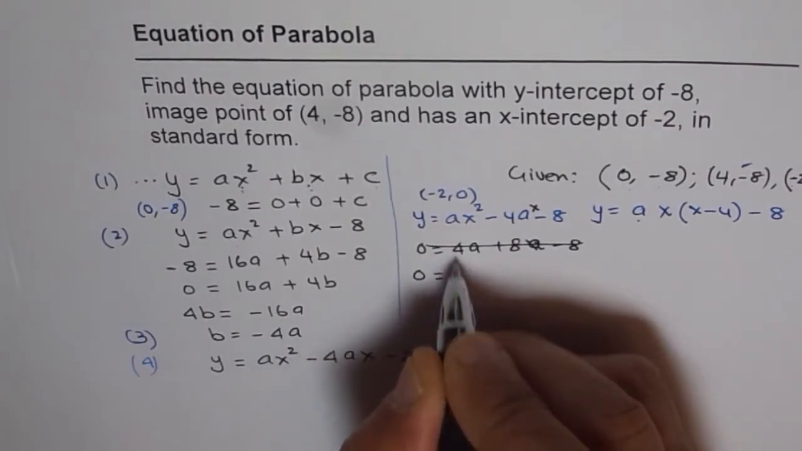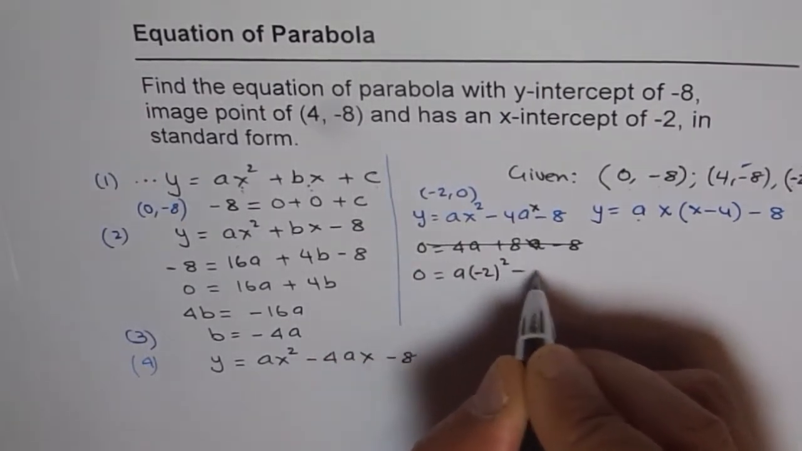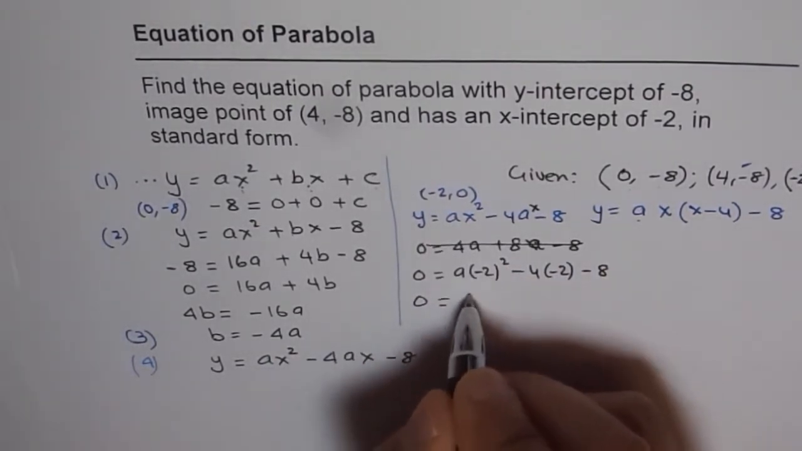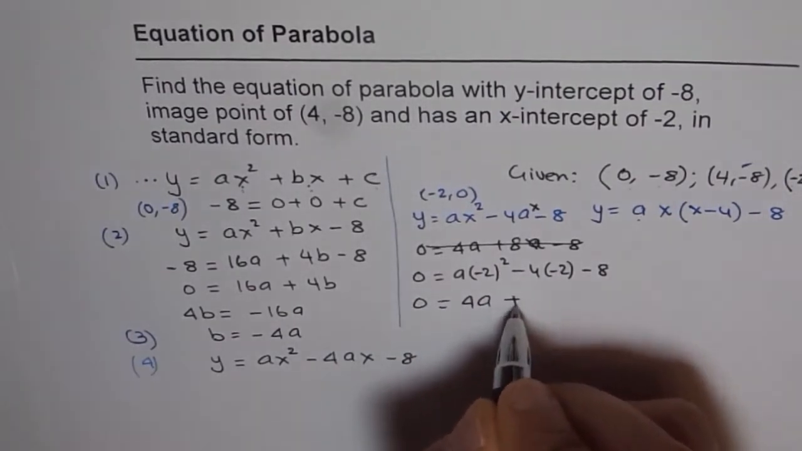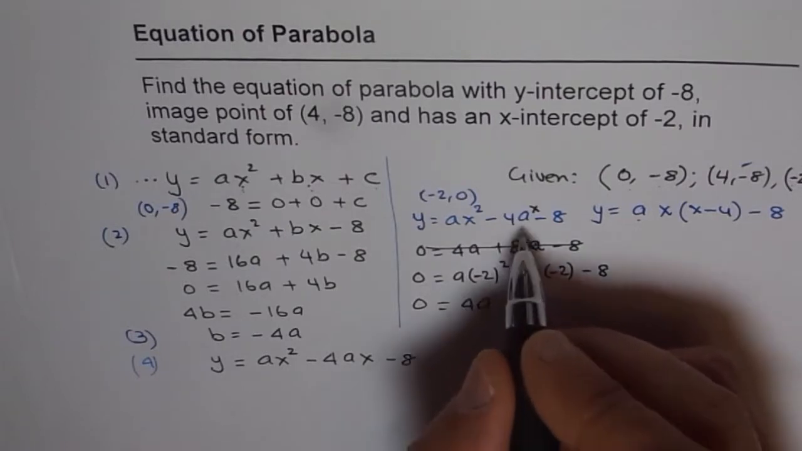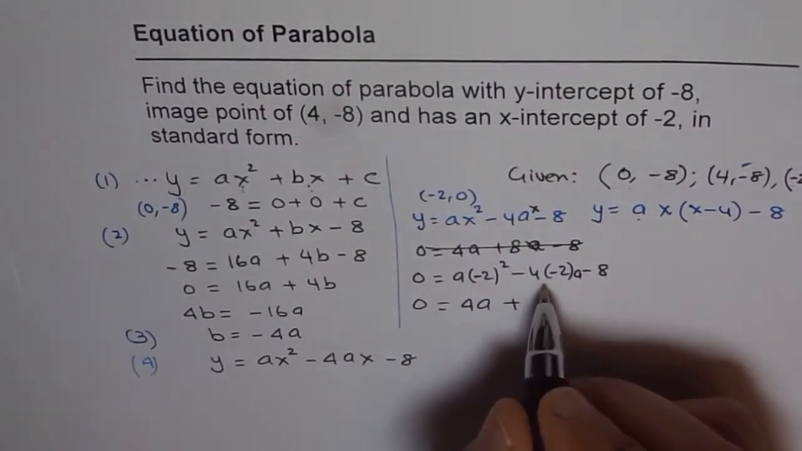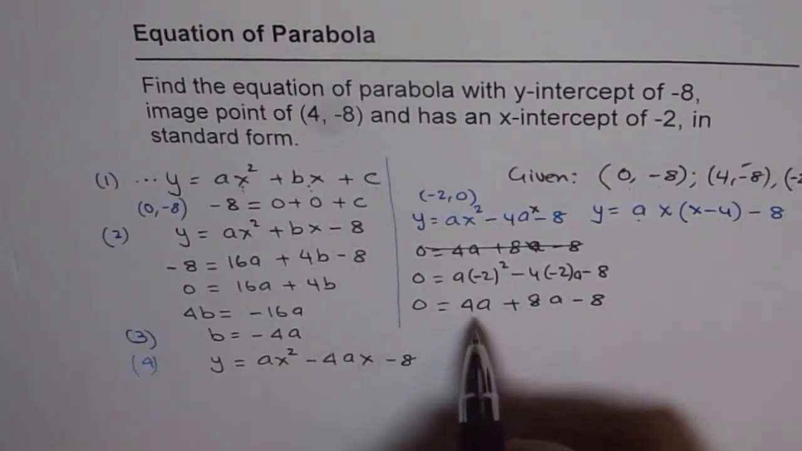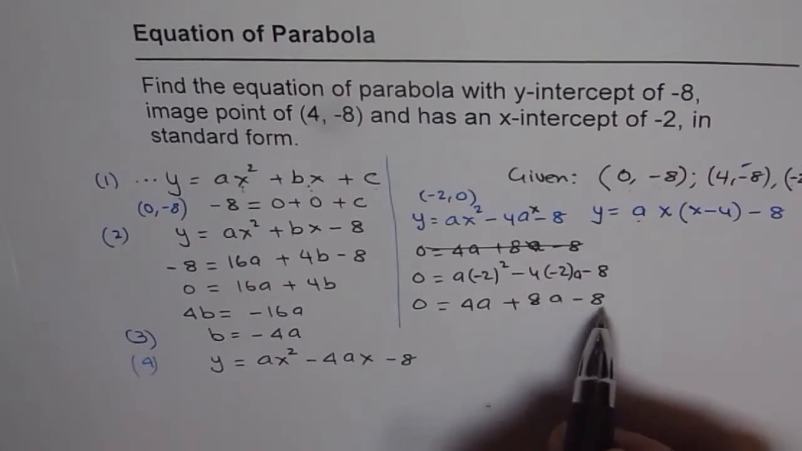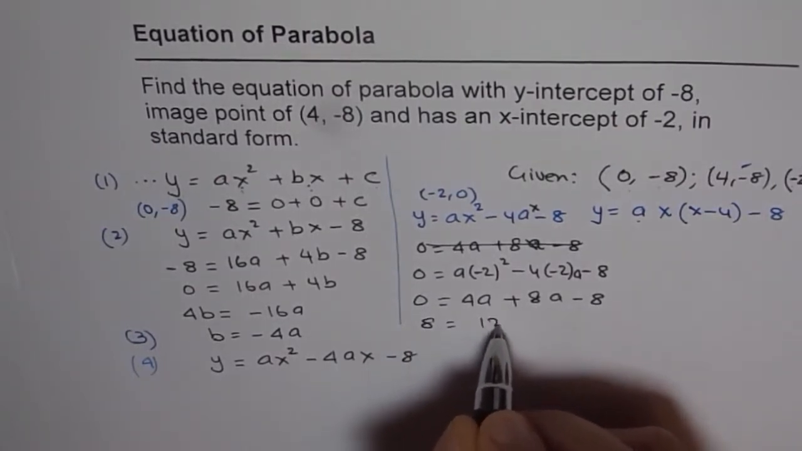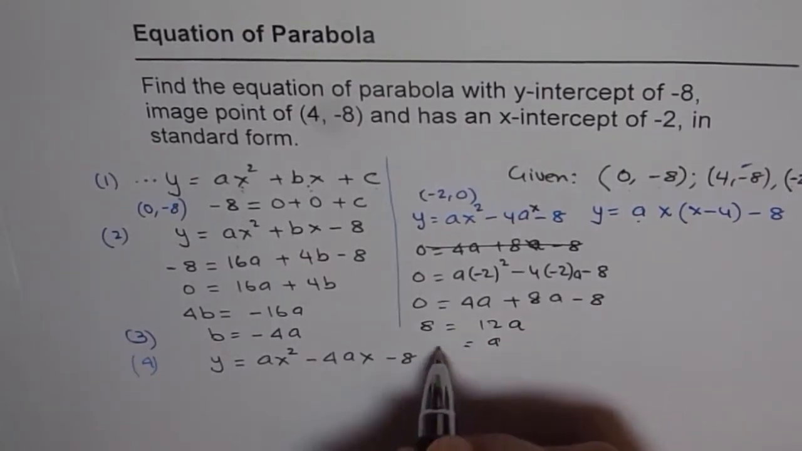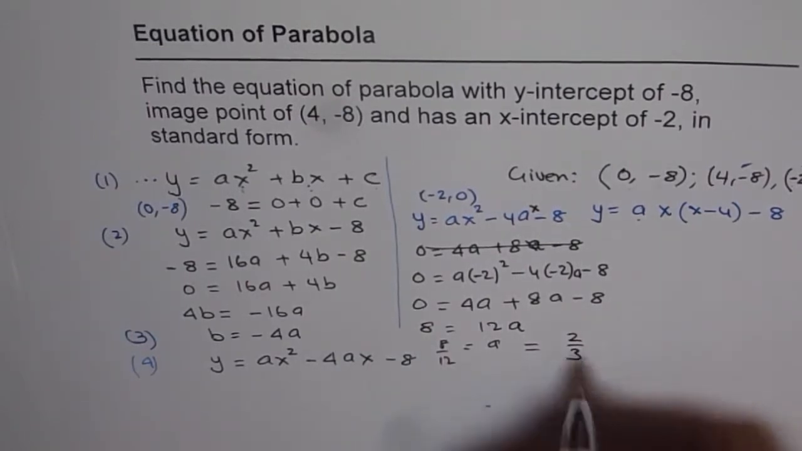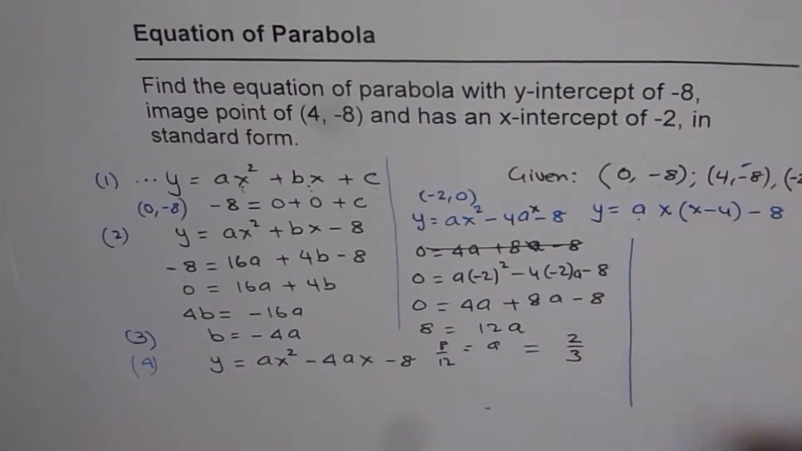So we get 0 equals a times minus 2 squared minus 4a times minus 2 minus 8, correct? So you get 0 equals minus 2 squared is 4a, and then we have plus 8a minus 8. That is how I get the value of a. So 4a plus 8a is 12a, and I'll bring 8 to this side. So 8 equals 12a, or a equals 8 by 12, which, dividing both by 4, I get 2 over 3, correct? So I get the value of a as 2 over 3.